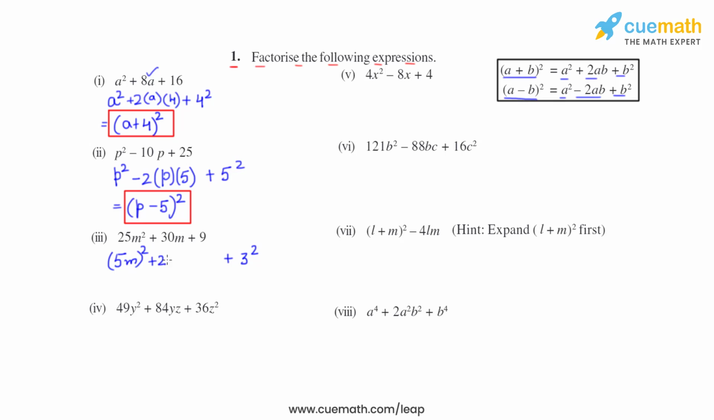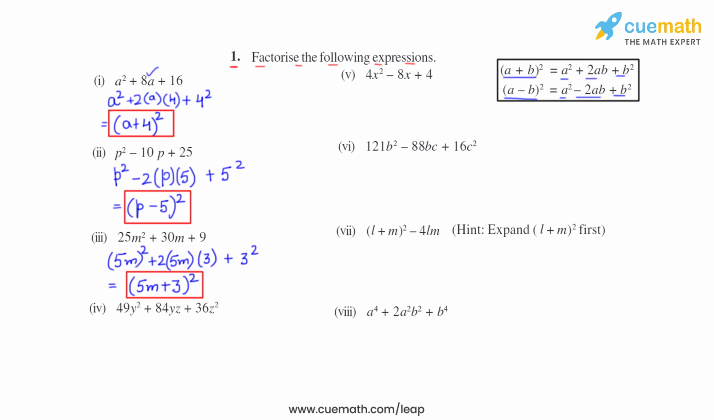And then 2ab, 2 into 5m into 3. 2 into 5, 10. 10 into 3, 30. 30m. Yes, we are getting 2ab. It means it is equal to a, 5m, plus b, 3. A plus b whole square, 5m plus 3 whole square. So the factored form for the third expression is 5m plus 3 whole square.